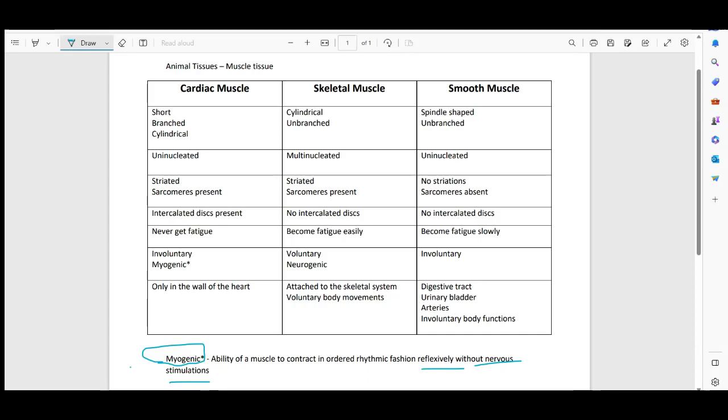Usually when something is related to nerve reflexes, if something is stimulated or inhibited by nerve reflexes, we call it neurogenic. So the heart is myogenic. Myogenic action is present only in the heart. So that's what I wanted to mention. So this is the summary. I will give this to you.